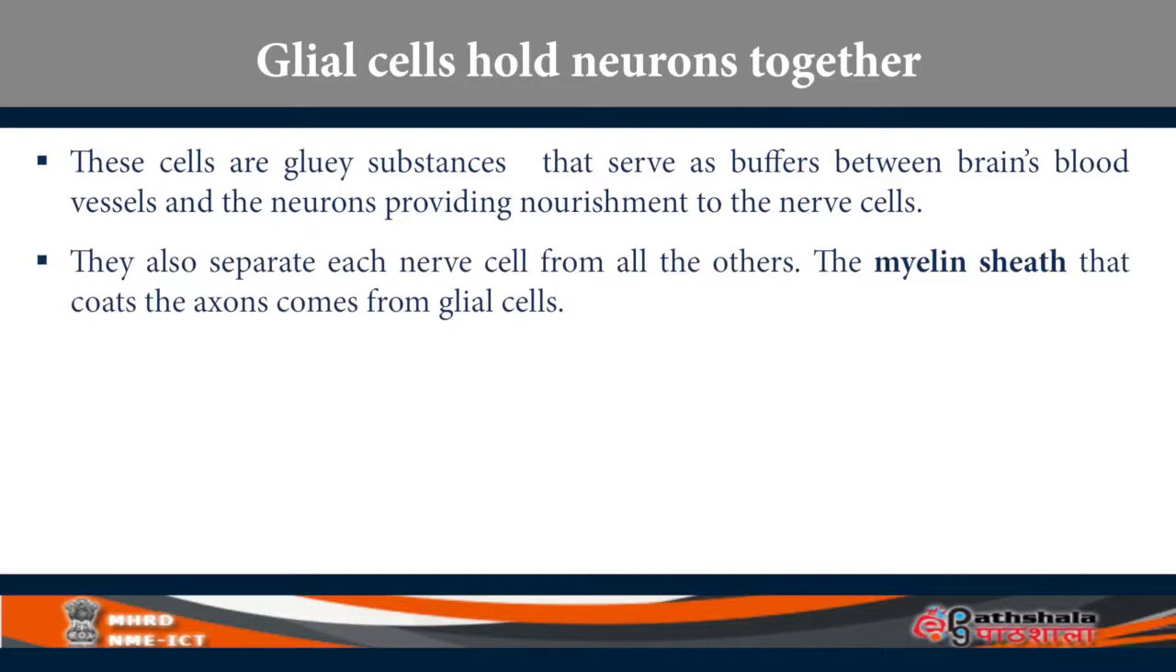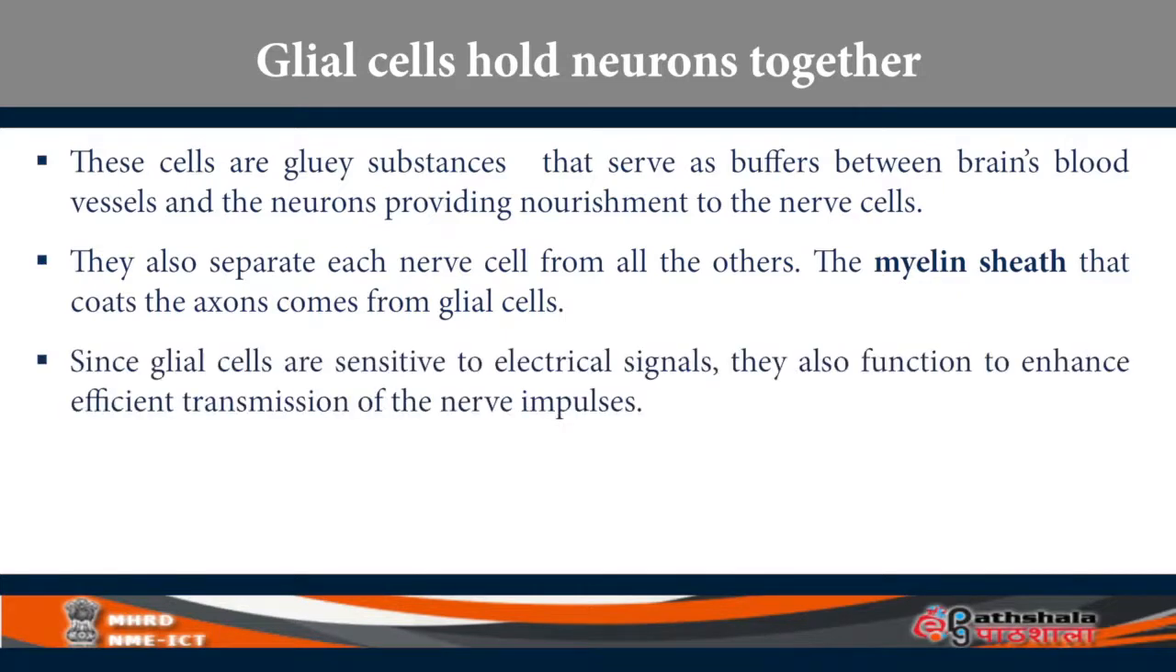I have already pointed out to you in the earlier picture that there is a myelin sheath covering the axon. This coating, myelin sheath, develops gradually, even after birth, and the presence and maturation of this myelin sheath is what determines the rate of conduction of the nerve impulse. Since glial cells are sensitive to electrical signals, they enhance the efficient transmission of the nerve impulses.